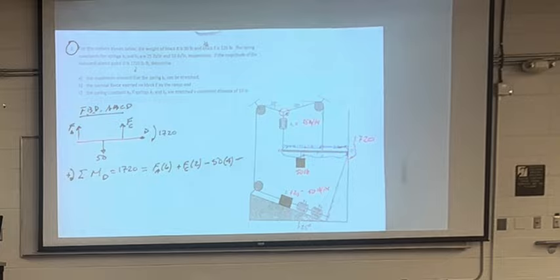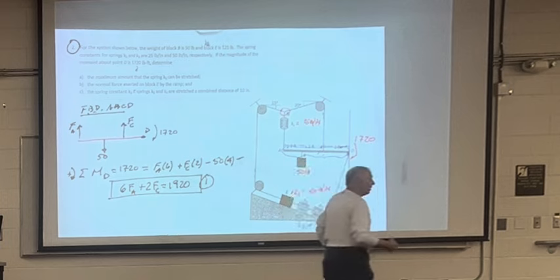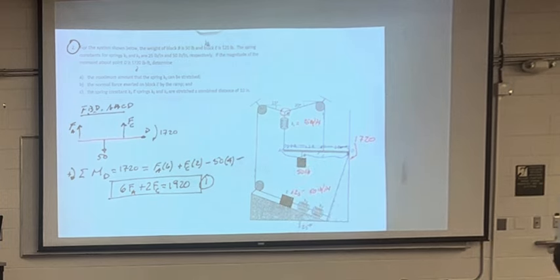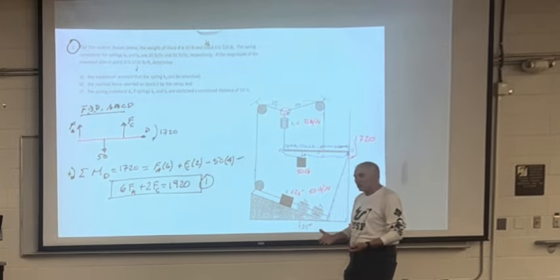Simplify: 6FA plus 2FC is equal to 1920. There's equation 1. So I wrote a moment equation, and I didn't get anything. Now you're a little tense, like, did I do something wrong? I didn't get an answer. No, you didn't do anything wrong.